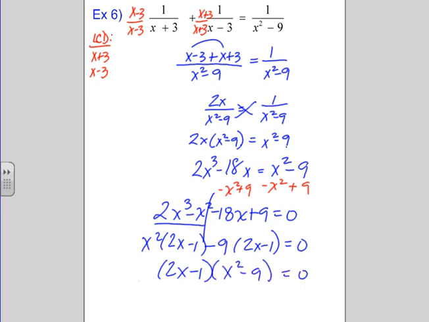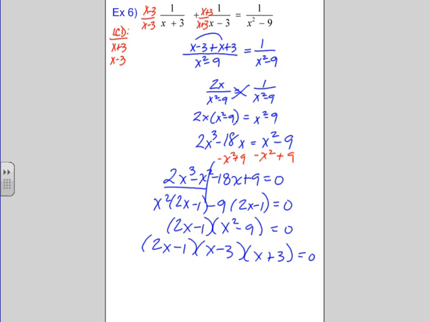If we factor x squared minus 9, we get 2x minus 1, x minus 3, and x plus 3 equals 0. I'm going to continue, and I know it's getting smaller, but stay with me on this because I'm going to show you a shortcut in a moment. We're going to take each of these and set them equal to 0. So 2x minus 1 equals 0. Add 1. 2x equals 1, divide by 2. So far we know x can equal 1/2.